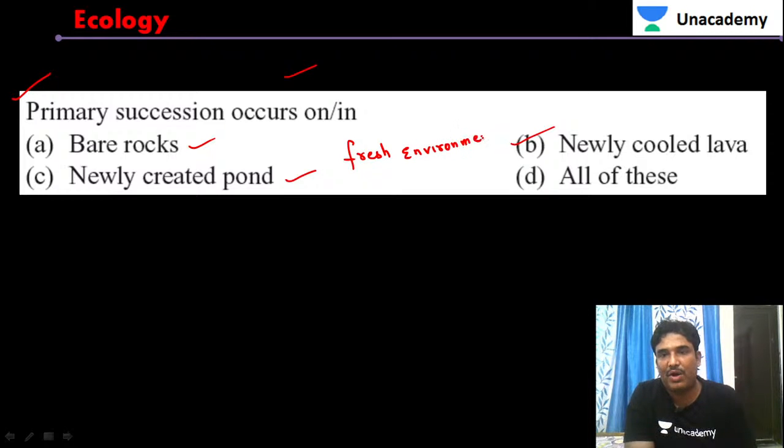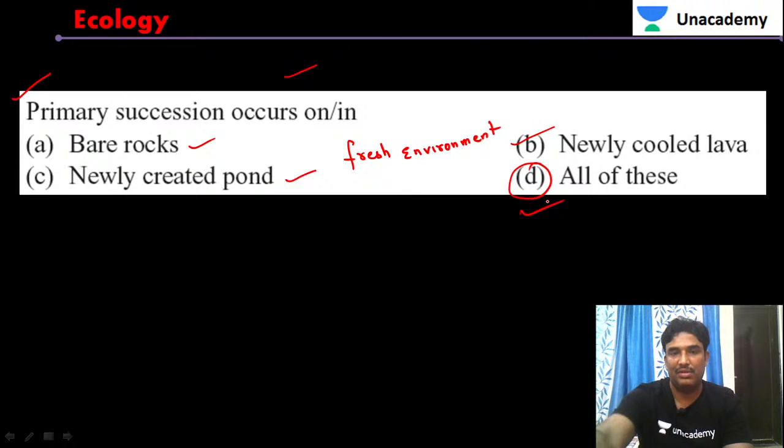So like bare rocks, newly cooled lava and newly created ponds, these all will provide an environment for the growth of new organisms. So primary succession will take place in all these habitats. For that reason, we have to go for option D.